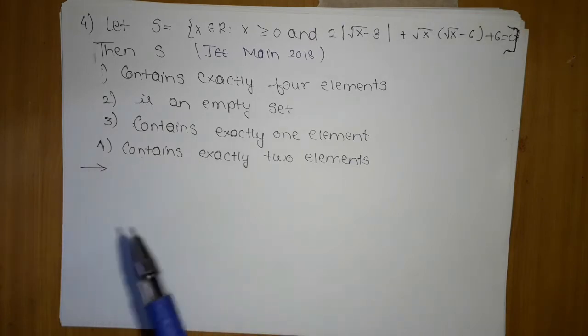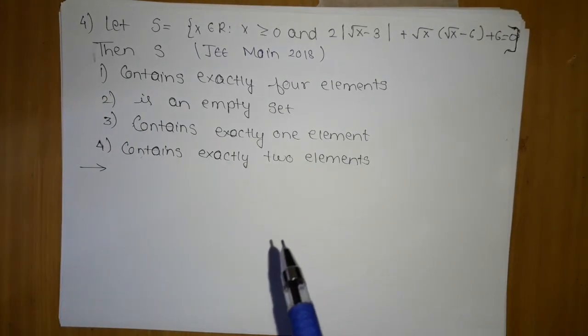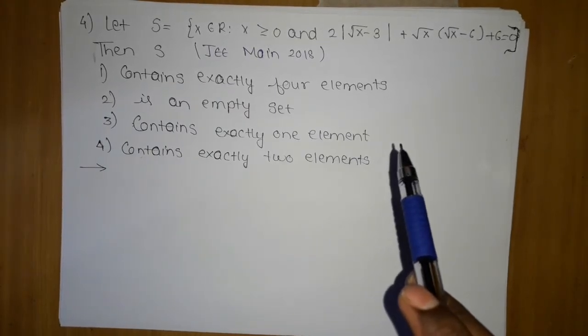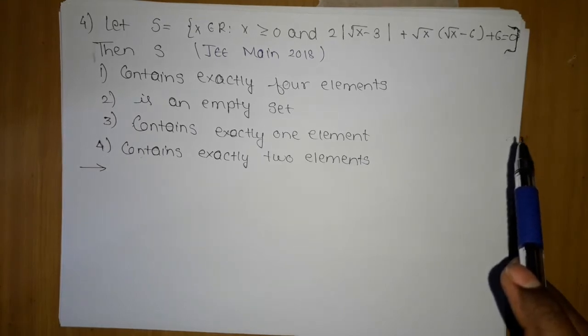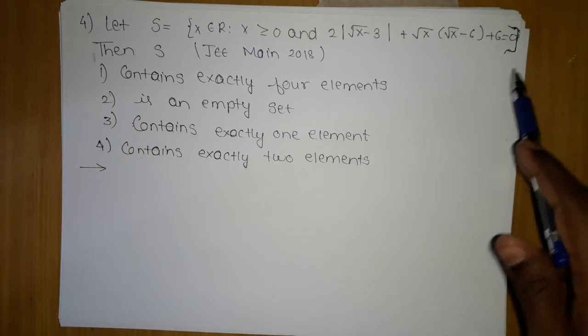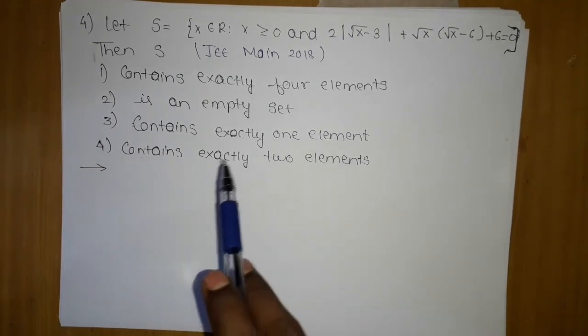The question says as follows: let S be the set of x belonging to R, x greater than or equal to 0, such that 2 mod of root x minus 3, plus root x into root x minus 6, plus 6 is equal to 0. Then S contains exactly 4 elements.